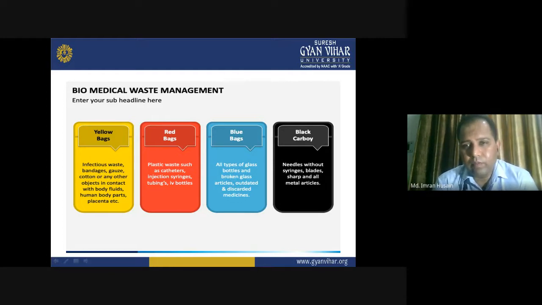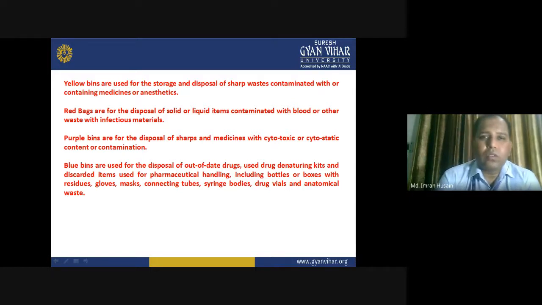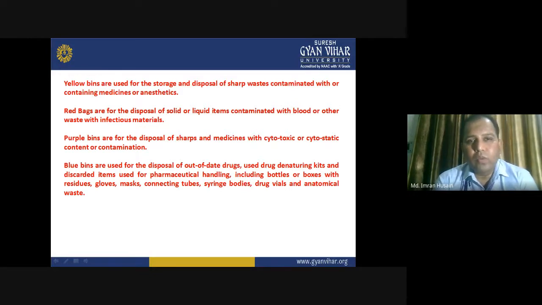And black cardboard, what are the things? Needles without syringes, blades, sharps, and all metal articles. They all should be placed in black cardboard. So they can move further on, and they can readily be sterilized and further processed for the recycling procedure. Yellow bins are used for the storage and disposal of sharp waste contaminated with or containing medicines or anesthetics. Red bags are for the disposal of solid or liquid items contaminated with blood or other waste with infectious material. Purple bins are for the disposal of sharps and medicines with cytotoxic or cytostatic content or contamination.